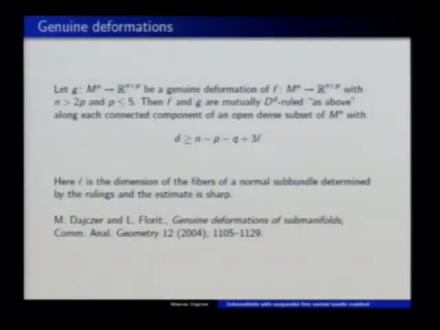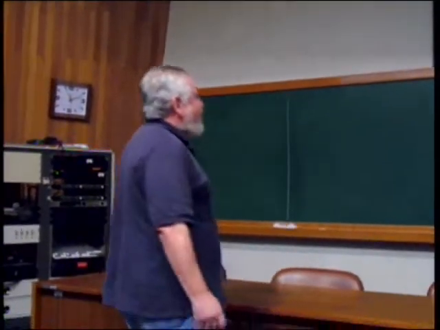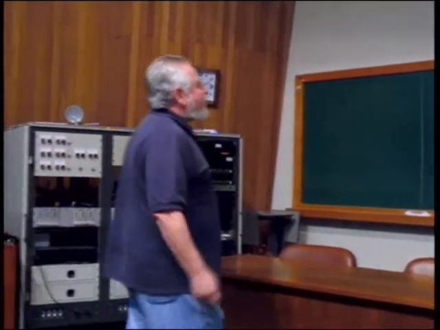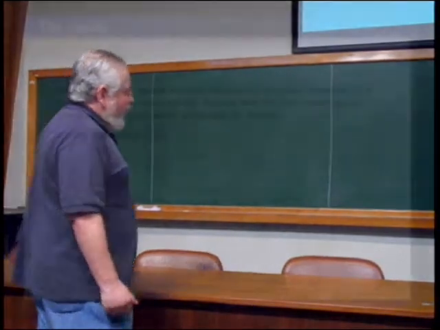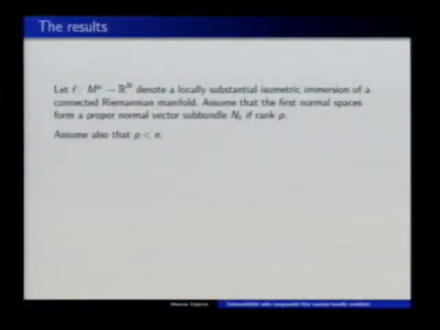Oh, this is wrong. It's 2p here. There's no q, 2p. Yeah, copy and paste. So, and there is this L, which is the dimension of some normal subbundle, which is naturally related to the rulings. Okay. So, having said that, let's go back to the result I want to present today.